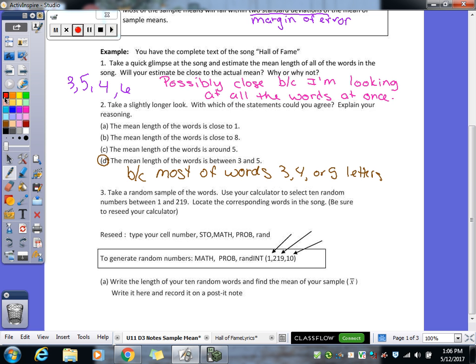In order to jumble up, we need to do what's called reseeding your calculator. So you want to type in a number. If you don't want to type in your cell phone number, that's fine. You don't have to type your cell phone number in. Just type in a random 10-digit number into your calculator.